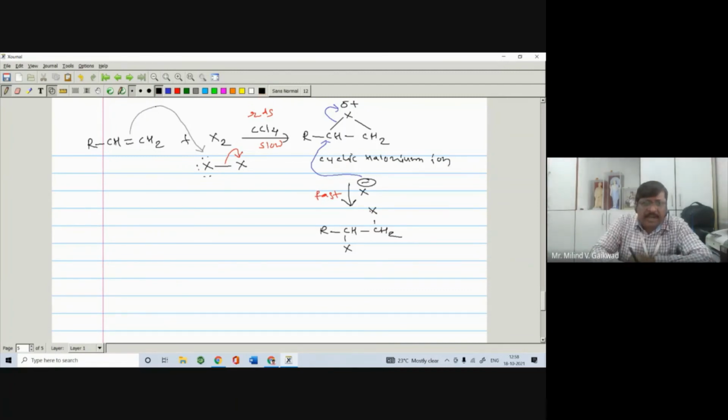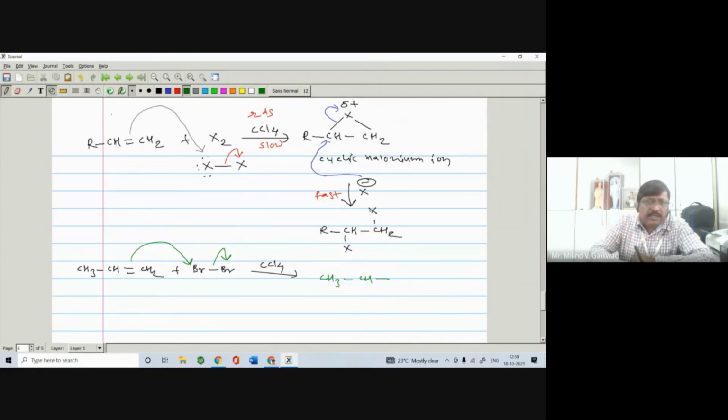So the same thing we can write with an example. Suppose here is CH3, here is CH double bond CH2. The reaction takes place in the presence of bromine, for example, Br and Br. Then the reaction takes place in the presence of CCl4 solvent. This sigma bond opens on Br, the pi bond forms a bond with the Br, and there is a formation of the cyclic halonium ion.